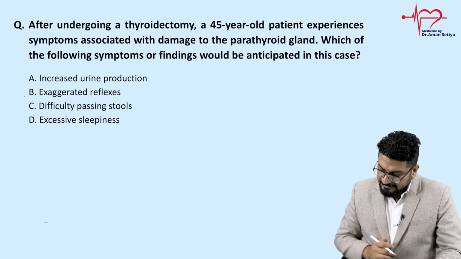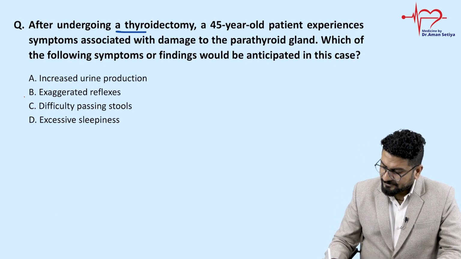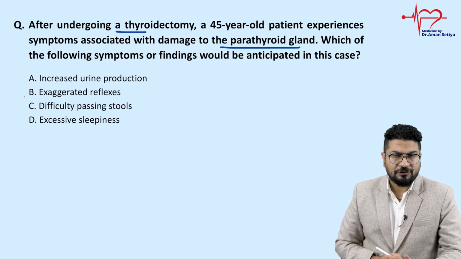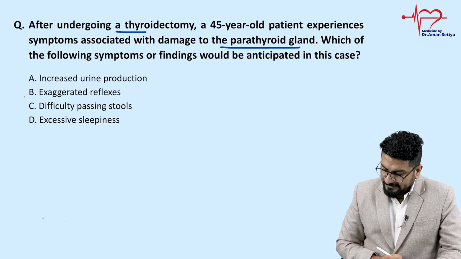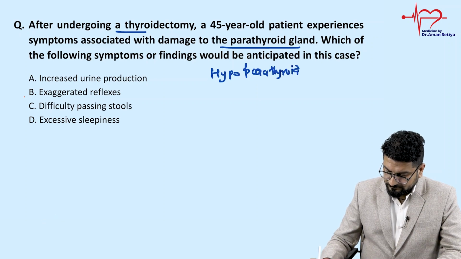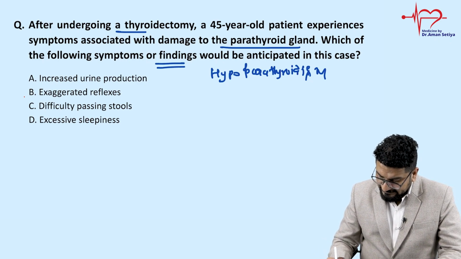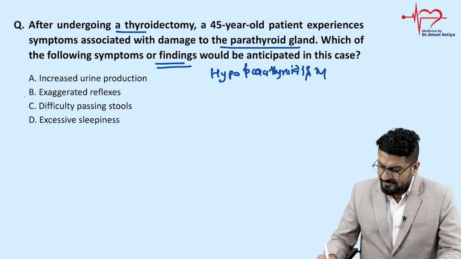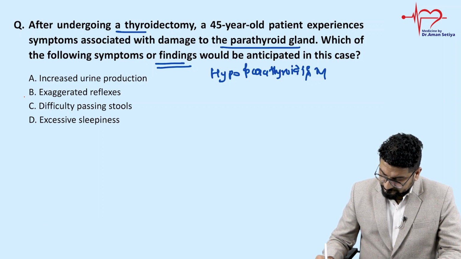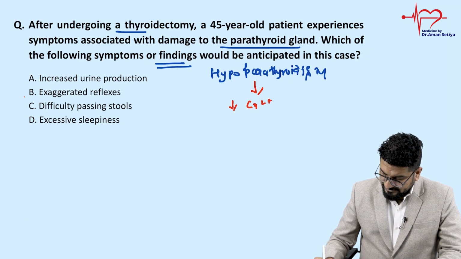Okay, after undergoing a thyroidectomy, a 45-year-old patient experiences symptoms associated with damage to the parathyroid gland. Means you are doing thyroidectomy and have accidentally removed the parathyroid. Which finding will be anticipated in this case? Basically, the patient is developing hypoparathyroidism. Because of low PTH, understand this, the patient will develop low calcium, so hypocalcemia.